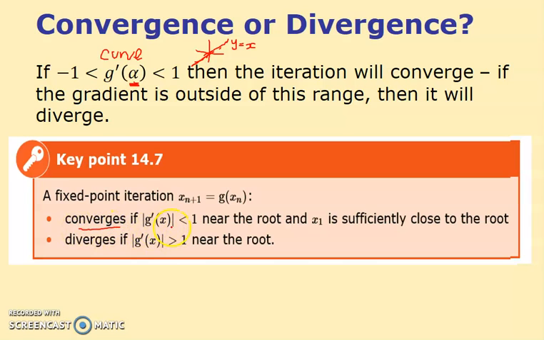It converges if the gradient is less than 1. Notice here I'm saying the modulus of the gradient, so ignoring the negative part. If the number you get is less than 1 and it's sufficiently close to the root, then it will converge. And here it says the opposite, it will diverge if the gradient is more than 1. And then remember, this is positive or negative magnitude.